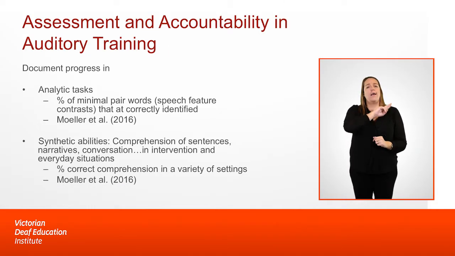All right. So I mentioned assessing and getting a baseline of abilities. That's important for demonstrating progress and being accountable. So how do we do that? Well, for analytic tasks, we can have the percent of minimal pair words or speech feature contrasts that are correctly identified. And I've got a video clip here that I'll show you that shows how to do that.